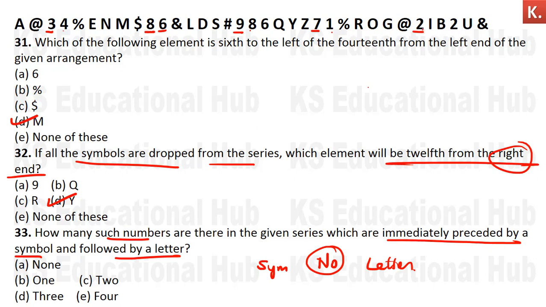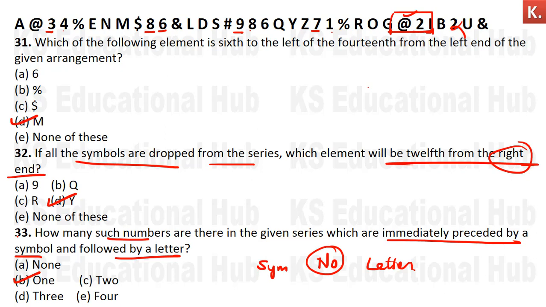2 is immediately preceded by a symbol and followed by a letter. It is I, so I is a letter. Therefore this is the combination which we got, one combination. Then another 2 is here. This 2 is not immediately preceded by a symbol; it is preceded by a letter, so it cannot be considered as well. Therefore there is only one number which is immediately preceded by a symbol and followed by a letter. So option B has to be the answer here.